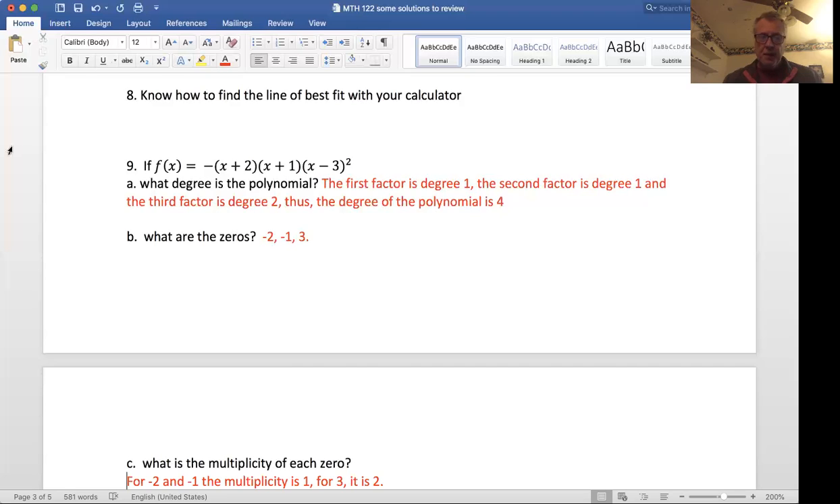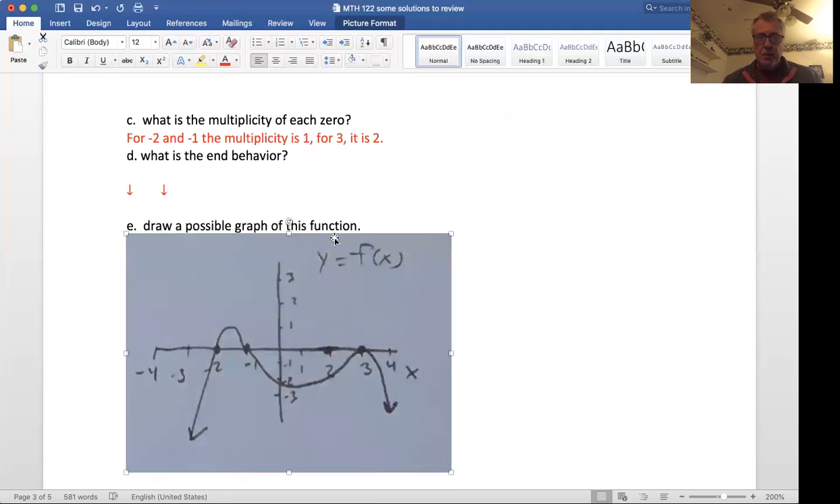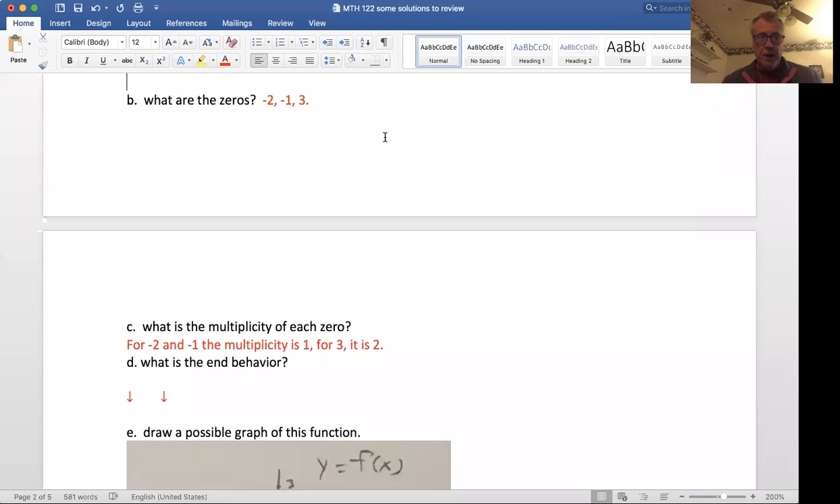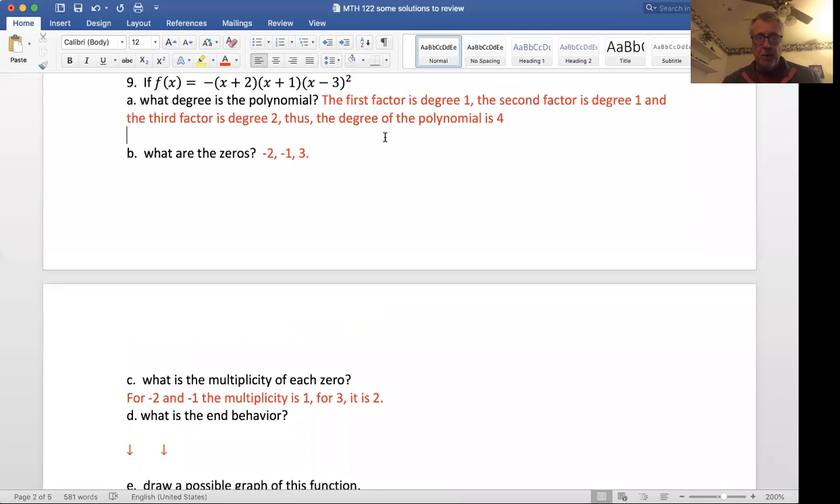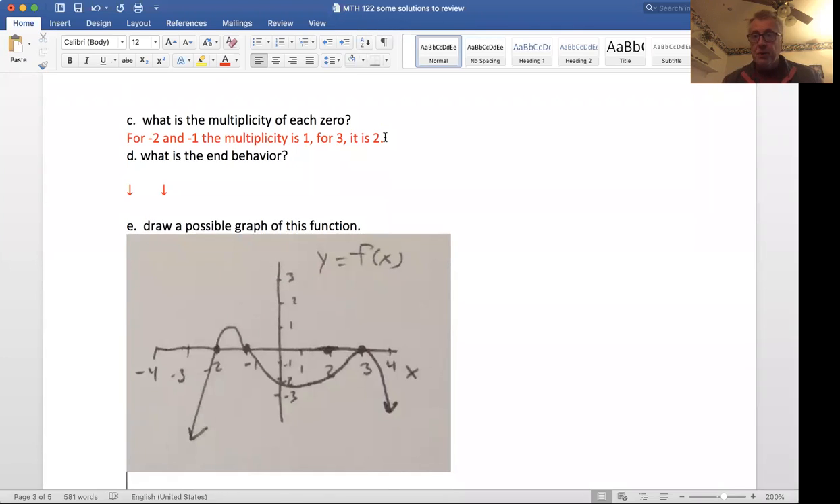And those we can find by setting each factor equal to 0 and solving for x. So 3 is just a repeated factor, since it's a multiplicity or a degree of 2. For the multiplicity, minus 2 and minus 1 are 1. And 3 has a multiplicity of 2. We kind of covered that already with respect to part A. In part A, don't forget, it said what is the degree of the polynomial. So we figured out the degree of each factor. So the degree of each factor really is a multiplicity of that factor.